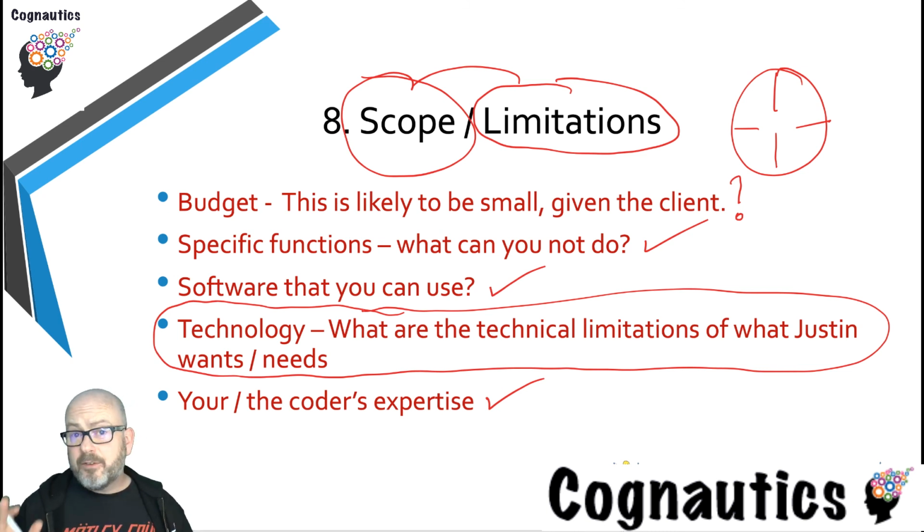So those are the final two areas of your user requirement. And once you've completed that, P2 is done.